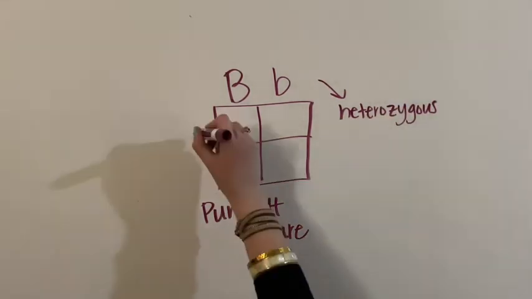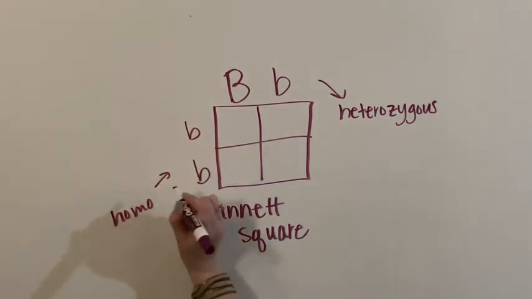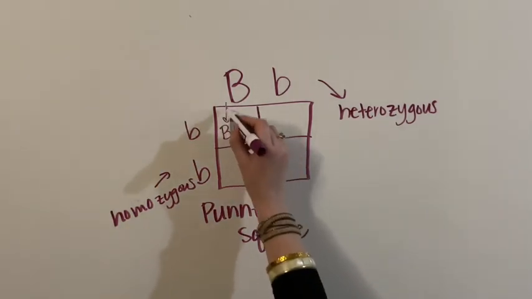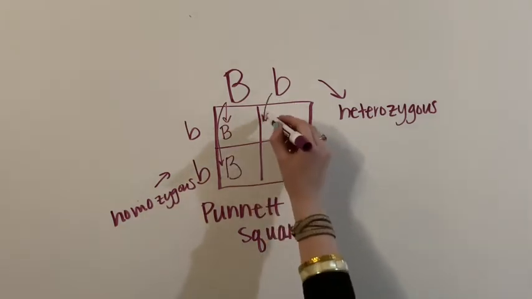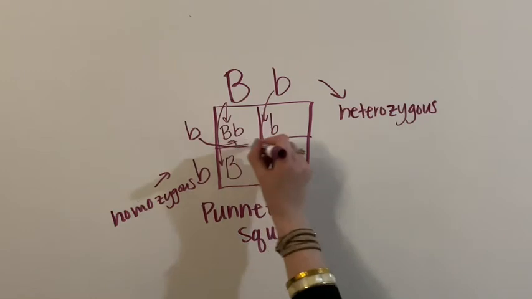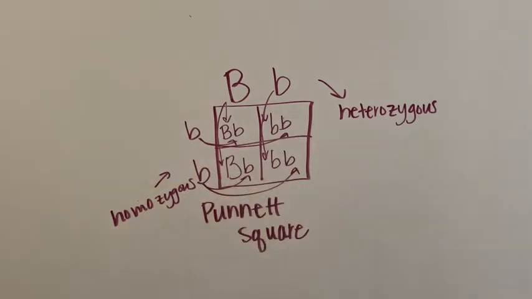One wolf has heterozygous brown eyes, and the other wolf has homozygous blue eyes, which means that both of those b's are little, and they are the same. For heterozygous, the b's are different. One is uppercase, so it has a dominant brown eye and a recessive blue eye. It carries that recessive gene.